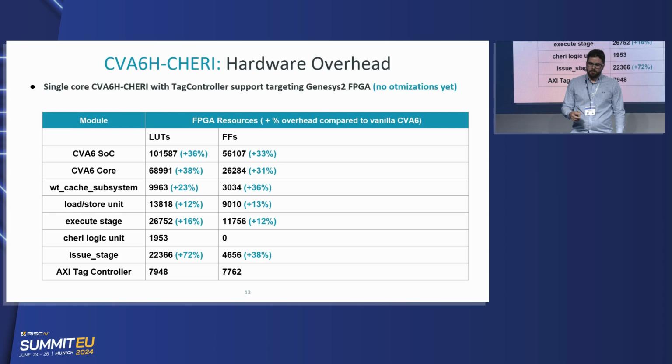So I did some preliminary evaluation on FPGA on Genesys 2, on a CVA6 core with hypervisor and CHERI support, and also a tag controller. I get like 30% of increase in resources, which I don't know if it's much or not right now, but I still don't have any optimizations. I do plan to optimize the design and change some stuff as I do some analysis in performance and also in real silicon.